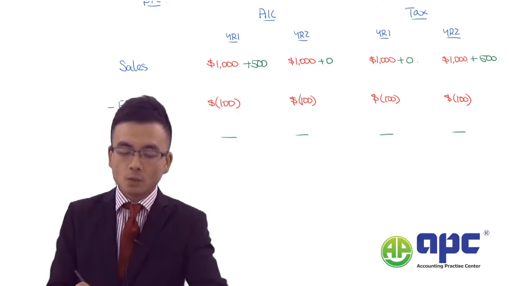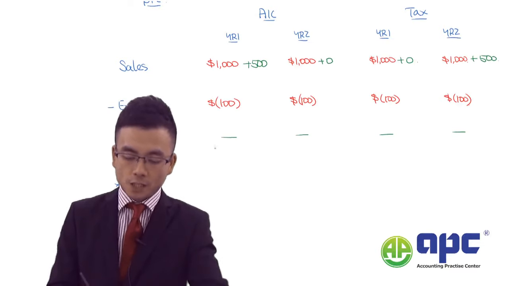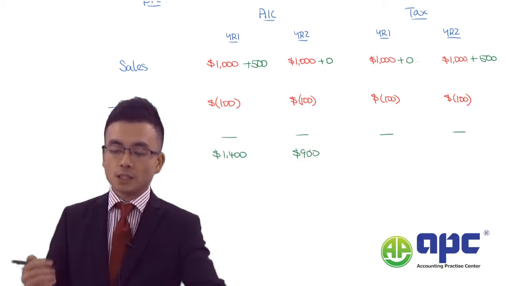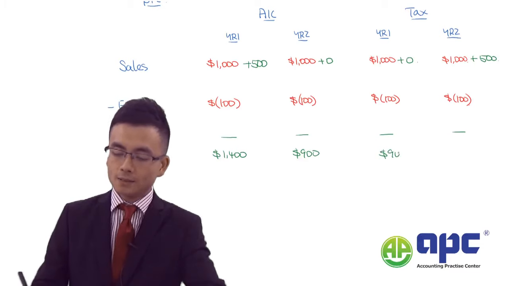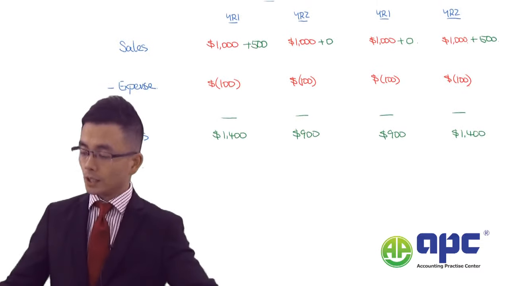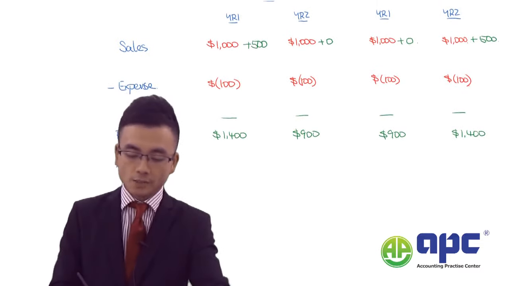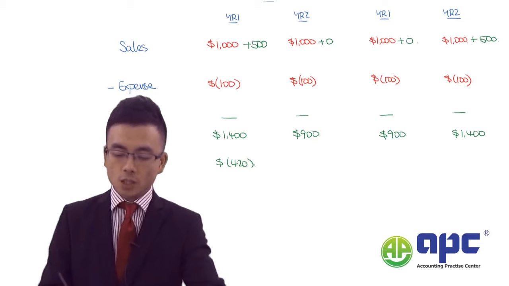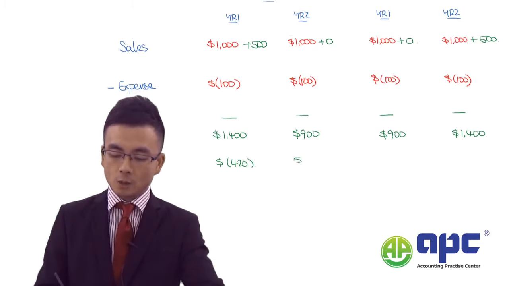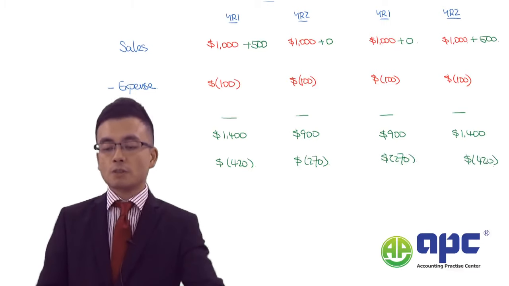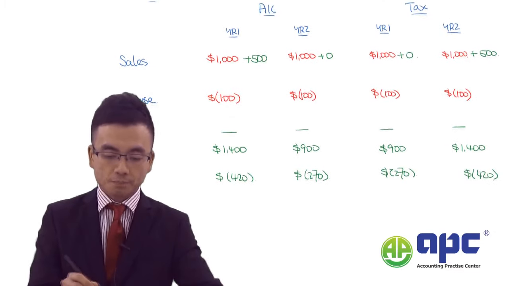In year number one, we take 1,500 minus 100, and that will be 1,400. Second, that will be 900. From a tax point of view, in year number one, that will be 900, and then 1,400 here in year number two. And then what we need to do is we take 1,400 times 30% corporate income tax worth 420 in year number one. In year number two, we got 900 times 30%, and that would be 270. And then 270 in year one from a tax point of view, and then 420 in year number two from a tax point of view. So let's see the magic.